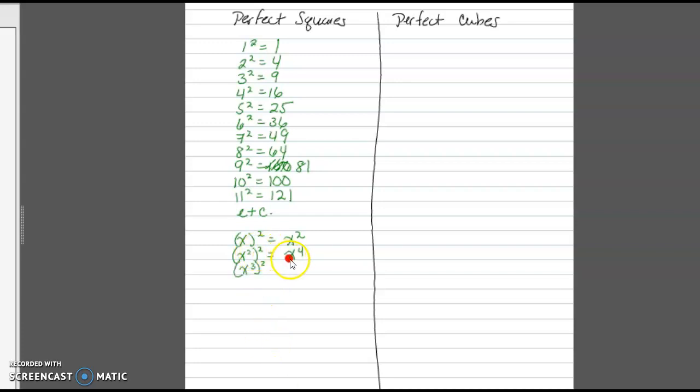X squared squared is x to the fourth. X cubed squared is x to the sixth. X to the fourth squared is x to the eighth. Again, I'm getting this by multiplying the exponents together. And I see that the resulting perfect squares all have even exponents. So the next perfect square would be x to the 10th or x to the 12th, and the variable x is just a placeholder, so it could be any variable. So if you have an even exponent on a variable, that means that you have a perfect square.